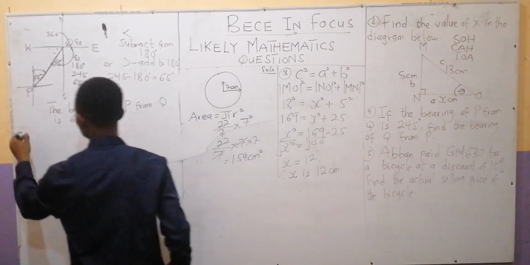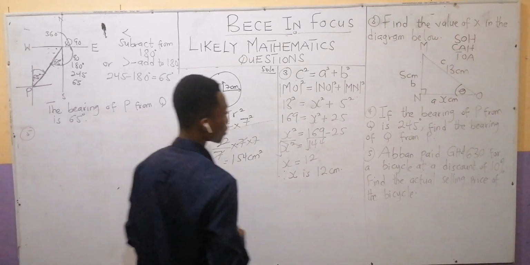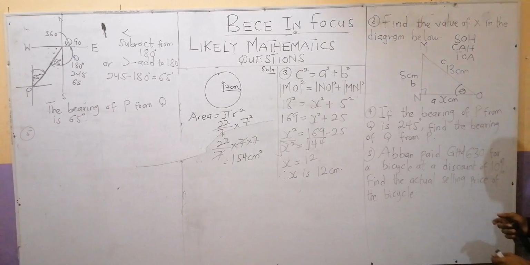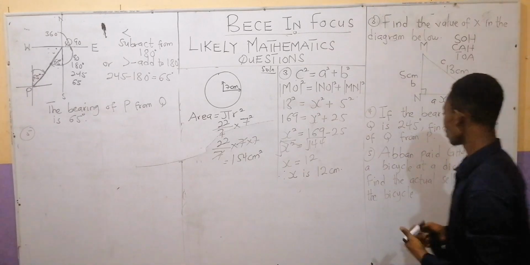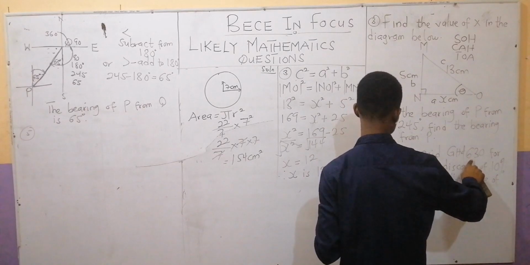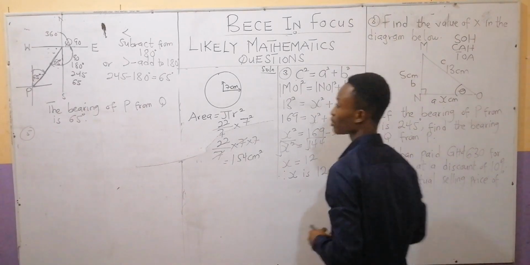The last one. Urban paid $630 for a bicycle at a discount of 10%. Find the actual selling price of the bicycle. So he bought this bike and he was given a discount of 10%. So he paid this.